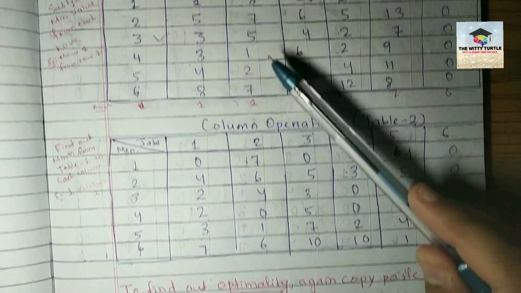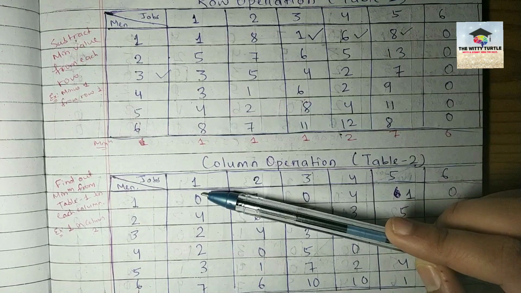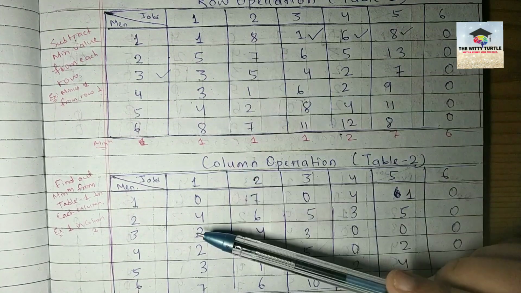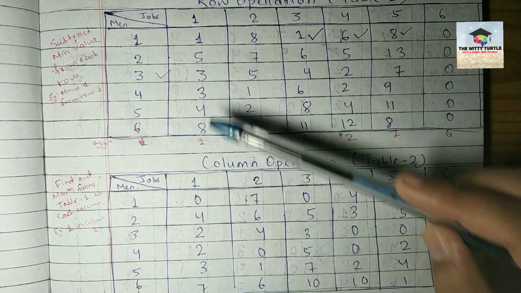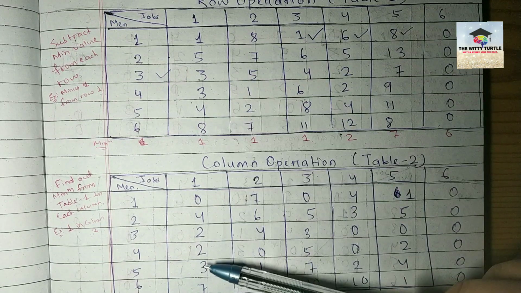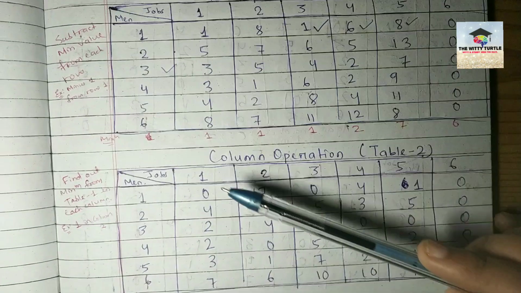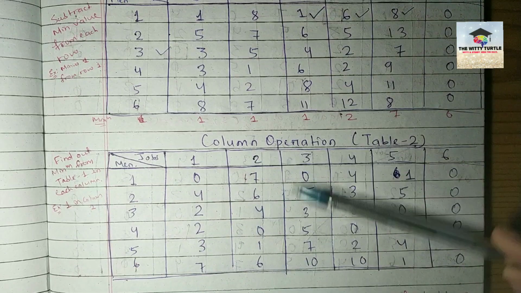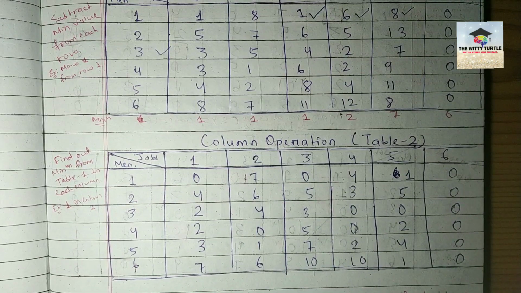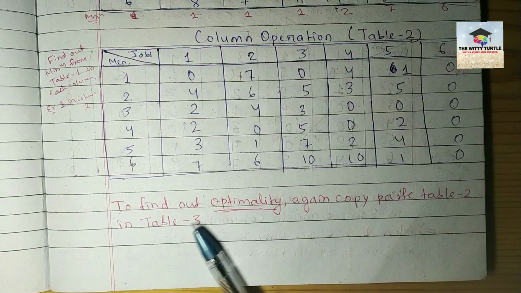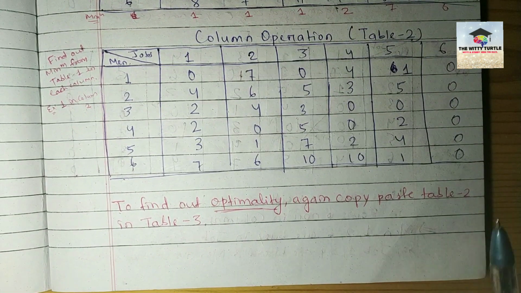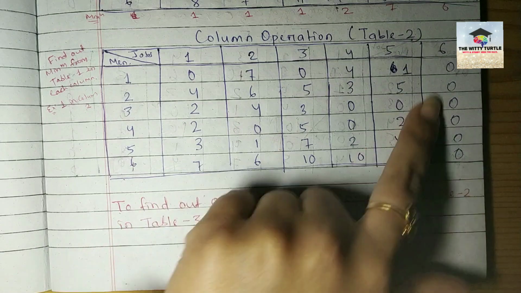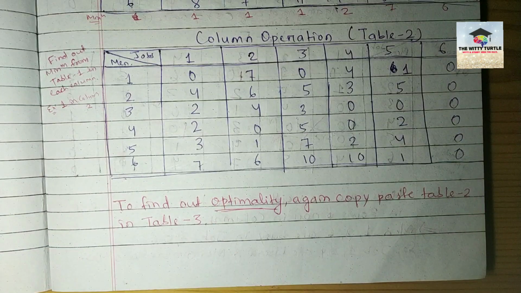So, 1 minus 1 is 0. 5 minus 1 is 4. 3 minus 1 is 2. 3 minus 1 is 2. 4 minus 1 is 3. And then 8 minus 1 is 7. Now, do the same thing for all the columns, right? Now, to find out optimality, again copy paste table 2 in table 3. यही same table आपको फिर से बनाना है. You have to draw the same table again.